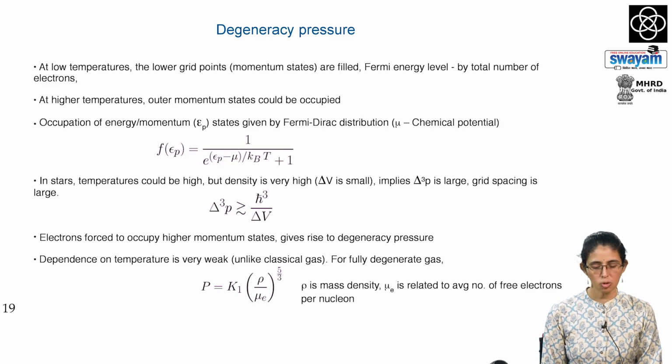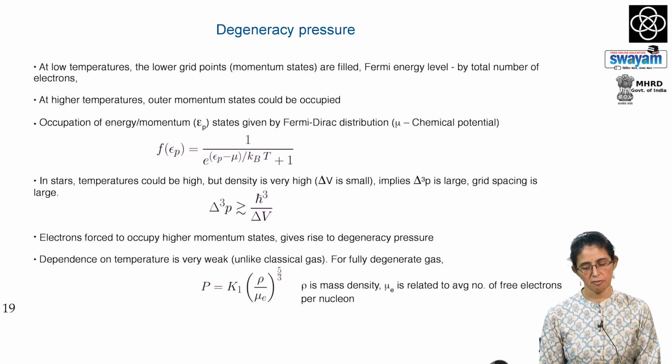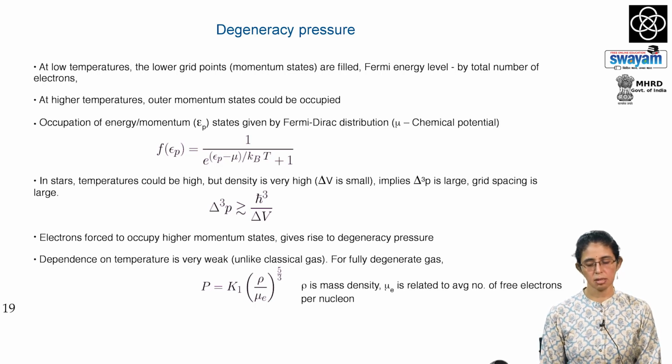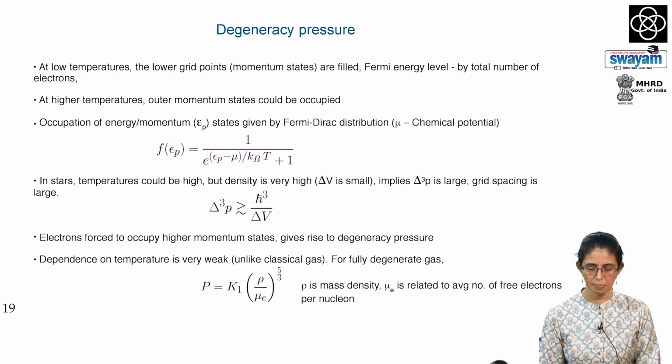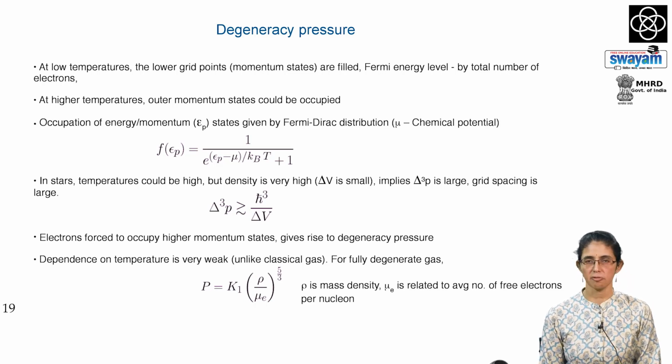And according to quantum mechanics, for a finite temperature, the occupation probability of an electron for a given state is given by the Fermi-Dirac statistics, which is well known, and it is partially degenerate for a finite temperature. So, in stars the temperature could be high, but the density is very high, and therefore, the delta p, or the instantaneous momentum, is very large and the grid spacing is large. So, electrons are forced to occupy higher momentum states, and this gives rise to the degeneracy pressure.